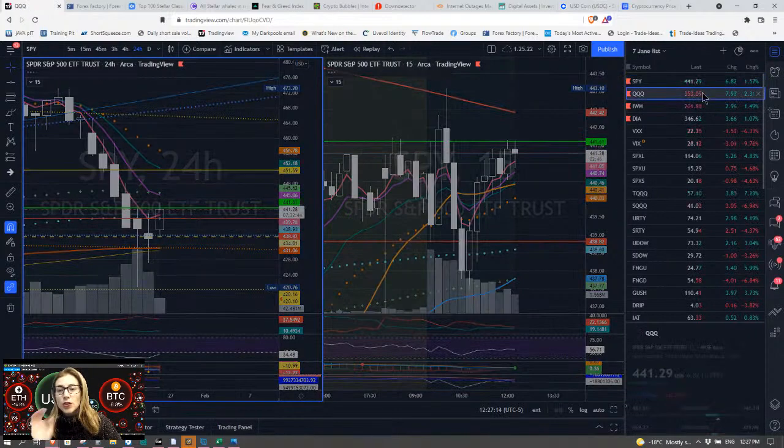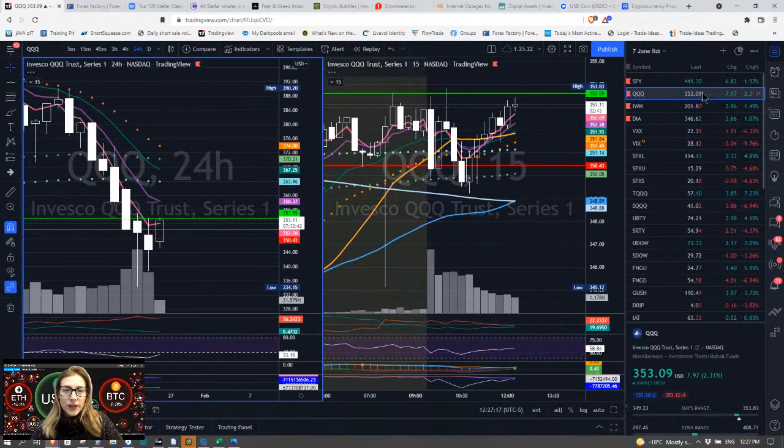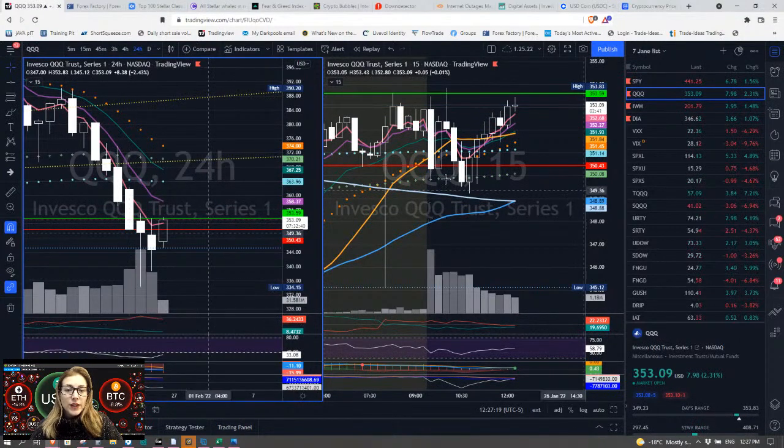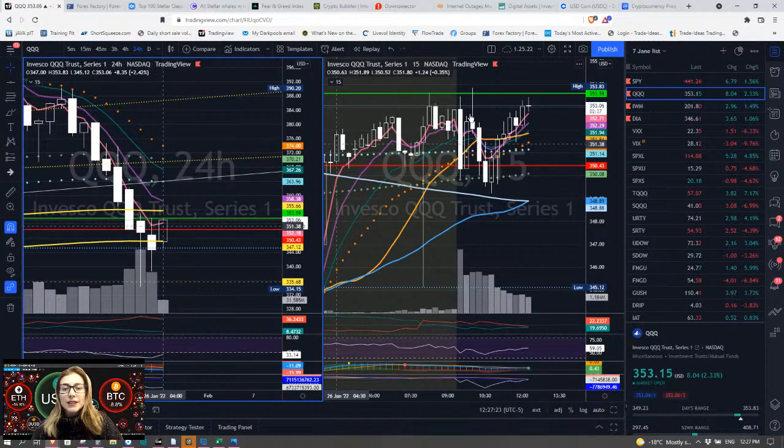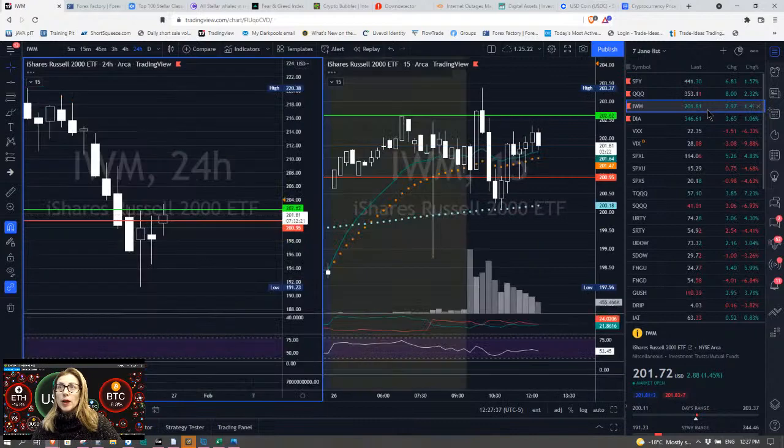All right, so QQQ on the list over here. We did draw down as well a little bit, but we had a tight range at the top up here. Many times we see this happen Tuesday and Wednesday. It tends to be range bound for those days. And then this looks like it's positioning for later this afternoon. IWM as well.